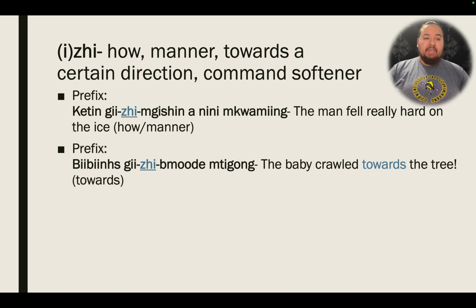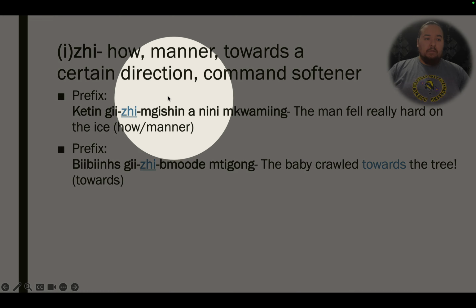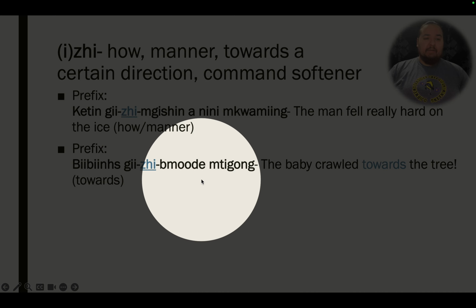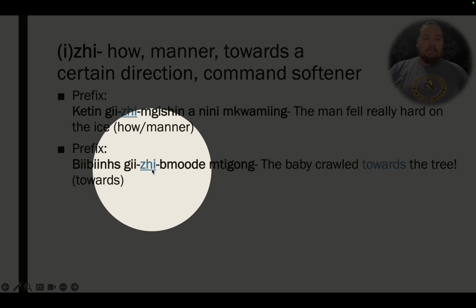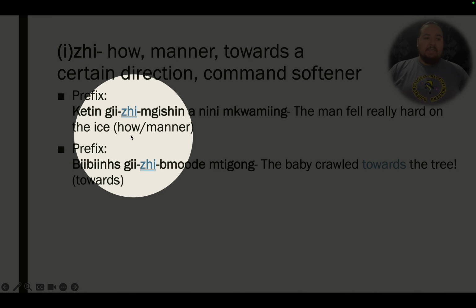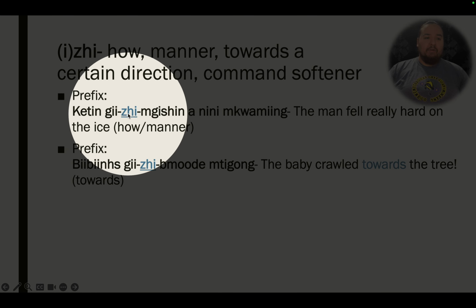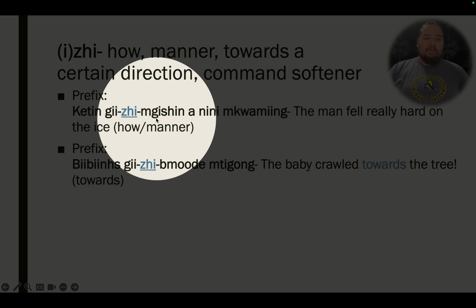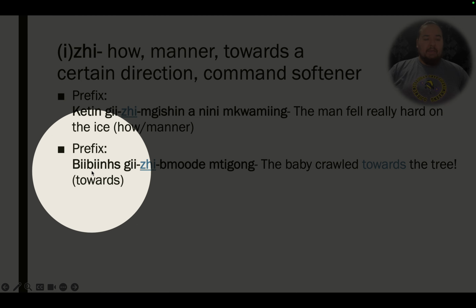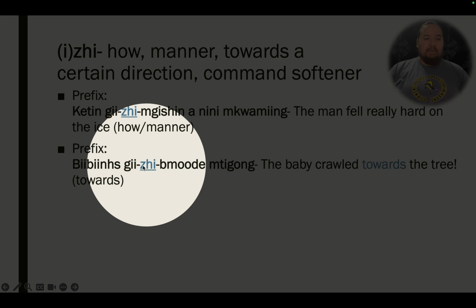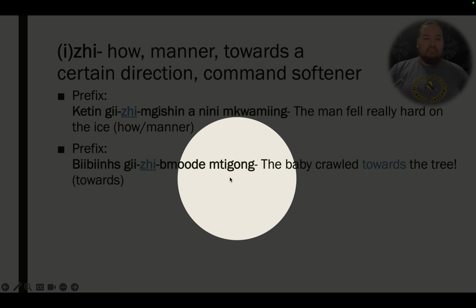Next, another prefix version, bibis gijmodem tigun. So the baby crawled towards the tree. So we have bibis, baby, gi past tense, je, towards, bmode, he or she's crawling, and tigung. So the way to tell the difference here is ketin can be attributed to falling, how they fell. It's a hard fall. But without ketin, you could interpret this as the man fell towards the ice. And so we don't have any adverbs for our verb here. So for this translation, it's understood that the baby's crawling towards the tree.